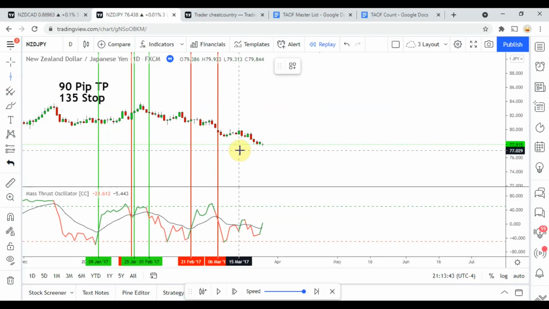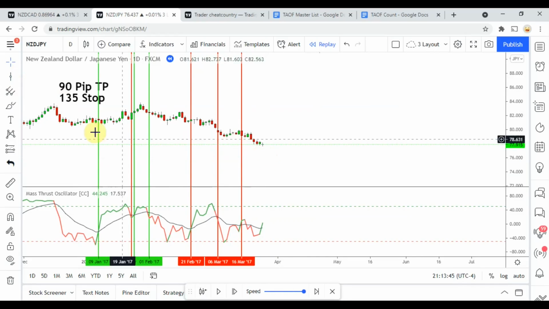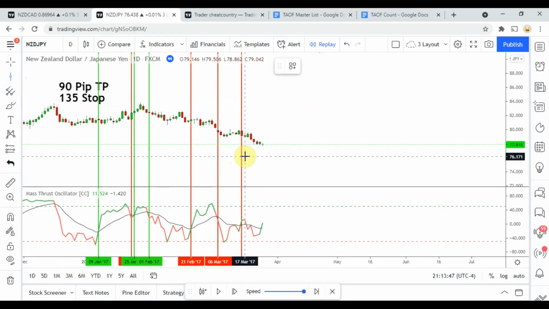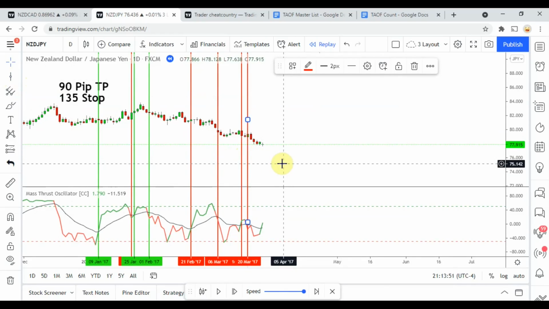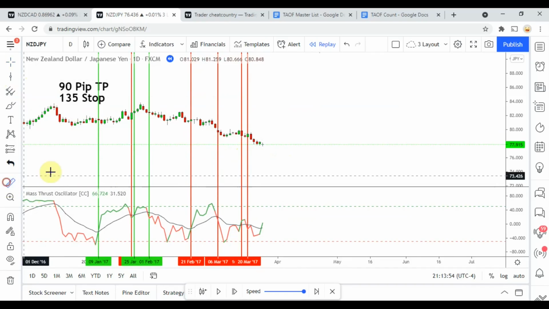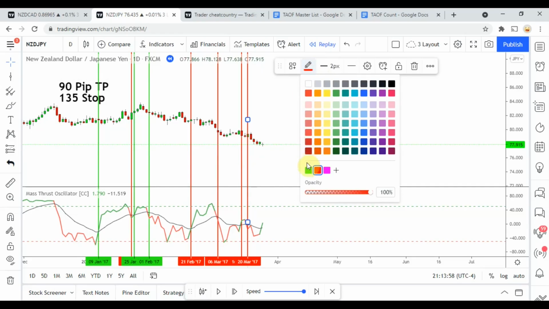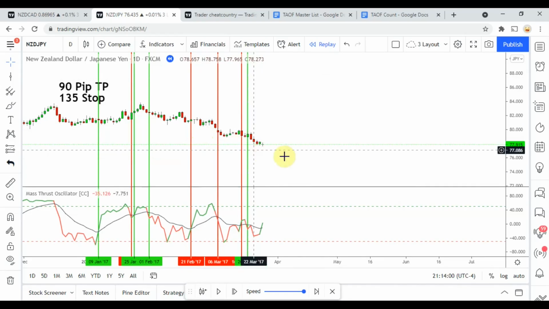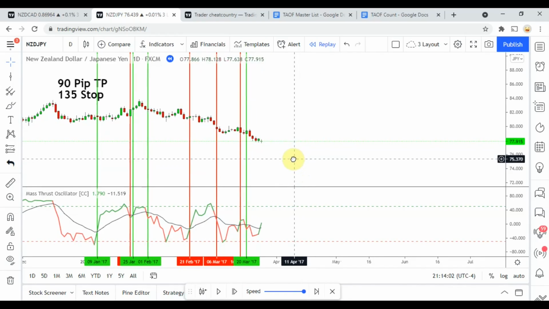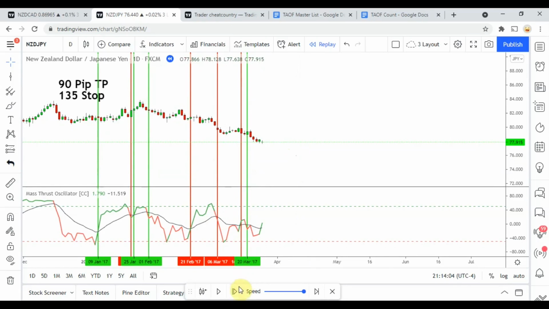we get a flip to the long side right here for about one candle or so. Then a flip back to the downside right there. Now that one does get us to take profit, but we took a few losing trades back to back there, so that's always a bummer.